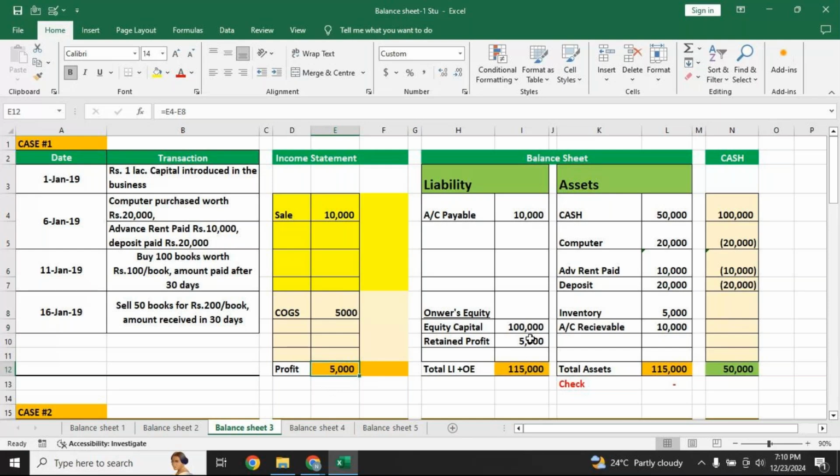So here in both cases, buying and selling, nowhere I am paying the cash or I am receiving. So account payable will be, so 100 books I have bought at the rate of 100 rupees, account payable. Receivable, 50 books I sold at the rate of 200, which is yet to be received. Clear, ma'am?